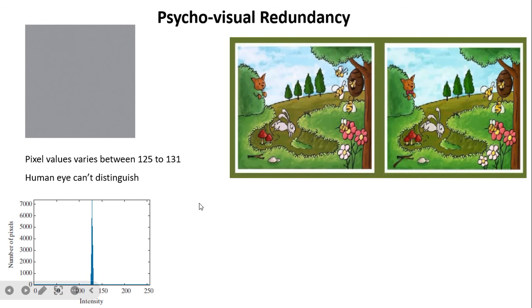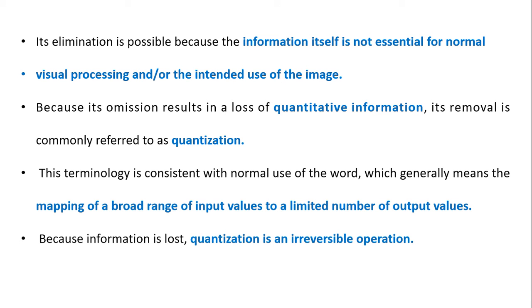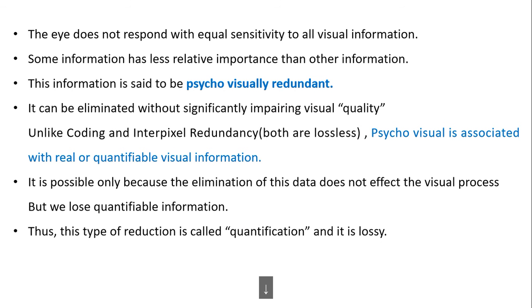Its elimination is possible because the information itself is not essential for normal visual processing and the intended use of the image. Because its omission results in loss of quantitative information, its removal is commonly referred to as quantization. This is one of the important steps in lossy compression. This terminology is consistent with the normal use of the word, which generally means the mapping of a broad range of input values to a limited number of output values. Because information is lost, quantization is an irreversible operation.